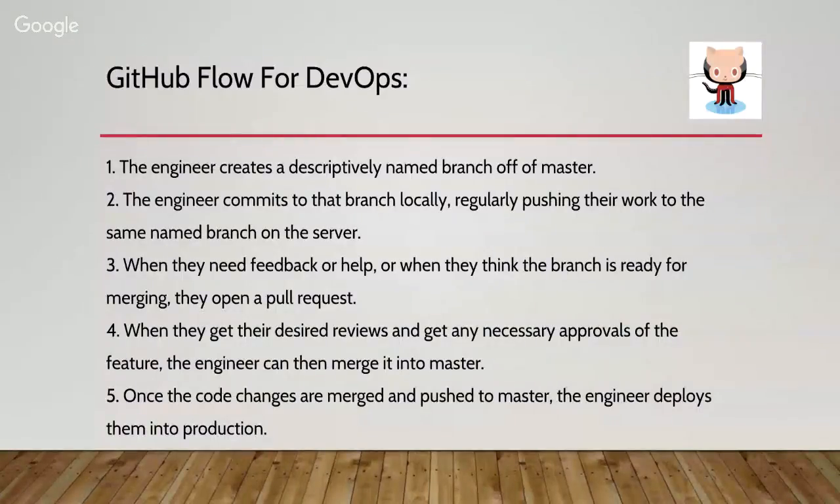The flow for DevOps when using GitHub is something like the following. An engineer creates a descriptively named branch. They commit to the branch locally, regularly pushing their own work to it. They then get feedback or help, have it reviewed, and then they can open a pull request. After the pull request is open, they get more reviews, if necessary, approvals. And then once it's approved, the engineer can merge it into the master branch. Once it's merged, it can then be deployed into production.